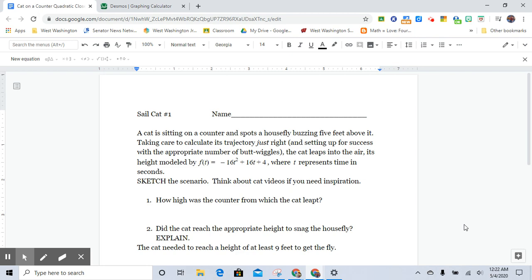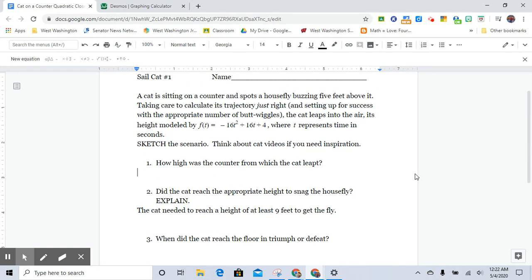Hey guys, so here's an example of the SailCat problem, the first SailCat that I ever made. A cat is sitting on a counter and spots a housefly buzzing 5 feet above it, taking care to calculate its trajectory just right and setting up for success with the appropriate number of butt wiggles. The cat leaps into the air, its height modeled by this function, where t represents time in seconds and h is height.